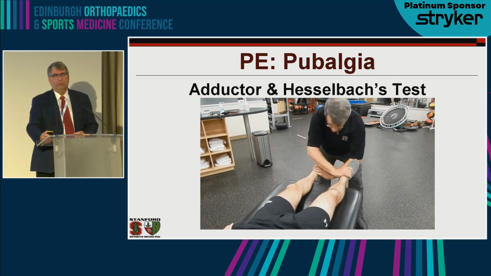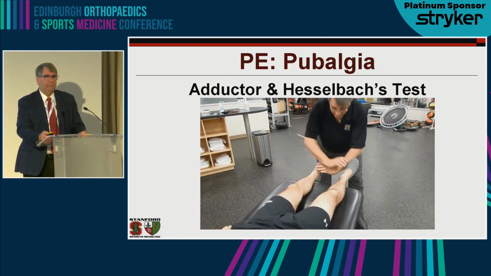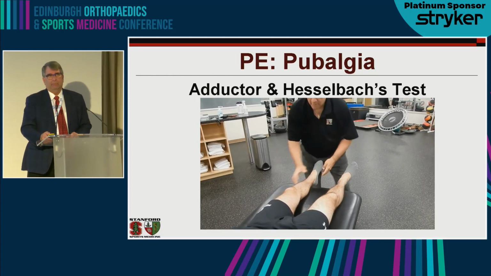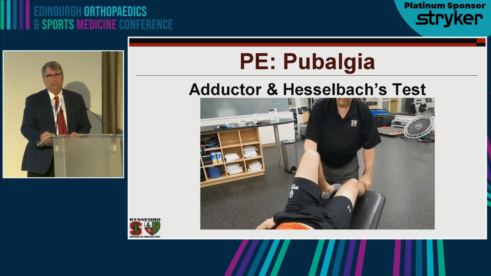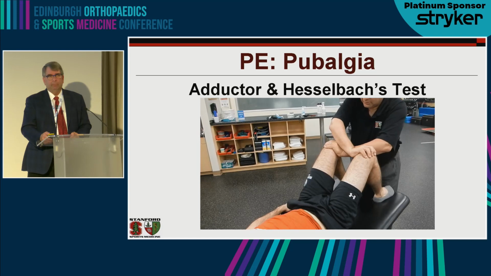And so if you have both of those tests positive, the patients have a greater than 95% chance of having an intraoperative confirmation of the diagnosis of hip microinstability. Then we assess adductor strength, both with the hip in neutral flexion-extension, and then you flex them up and assess for adductor strength in flexion as well.